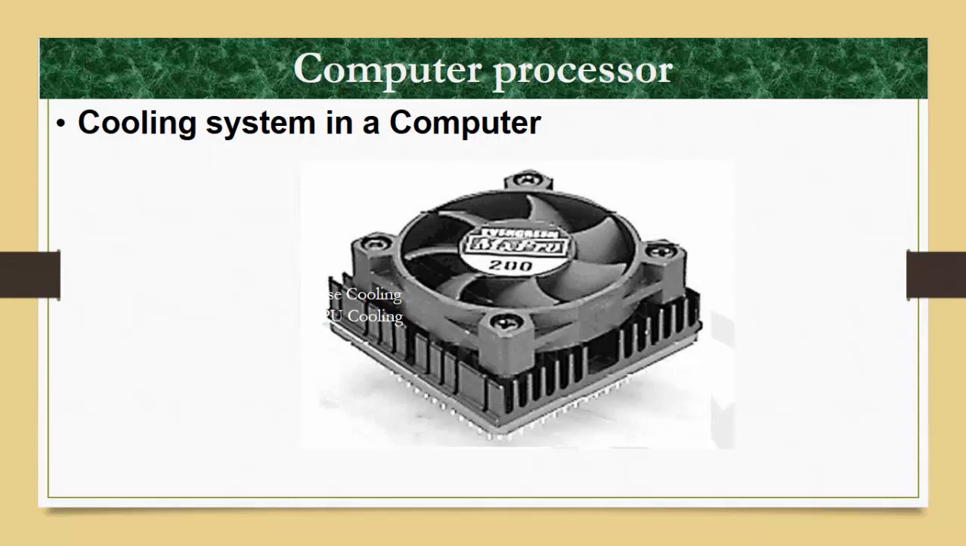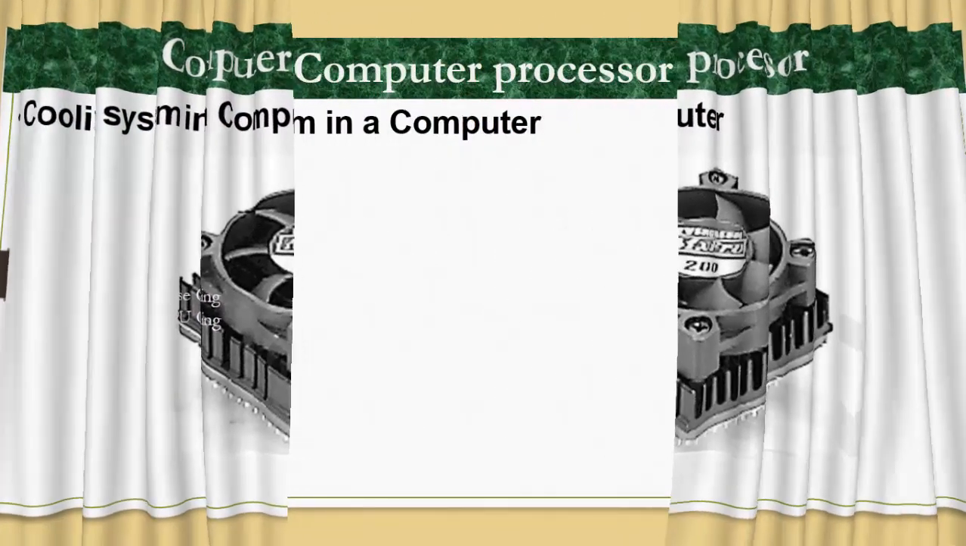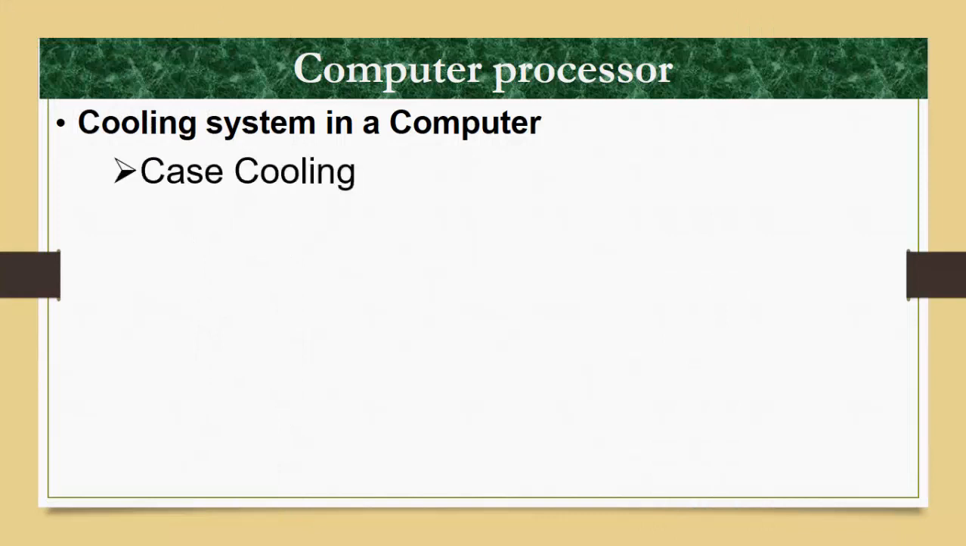So, in order to keep the internal temperature of the system low, the cooling system is provided. All computer systems today come with some cooling system to reduce and remove heat. There are basically two types of cooling systems used in the computer system, and they are, students, case cooling and CPU cooling.